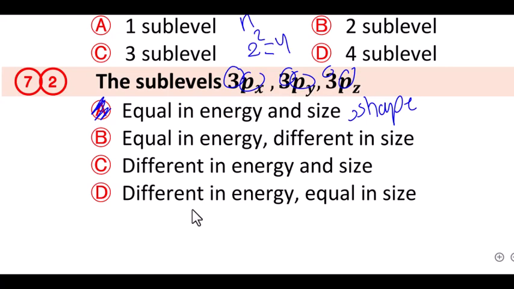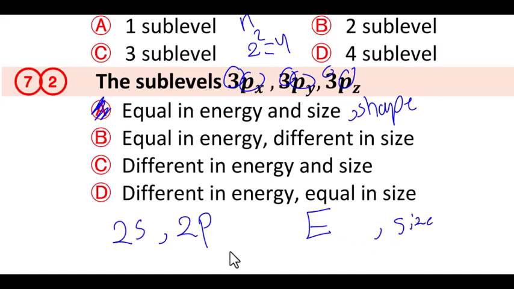Sublevels 2p and 2s have the same what? They are equal in energy, differ in size or differ in shape. These two have the same principal number, which indicates energy, so the same energy but they differ in size and shape.